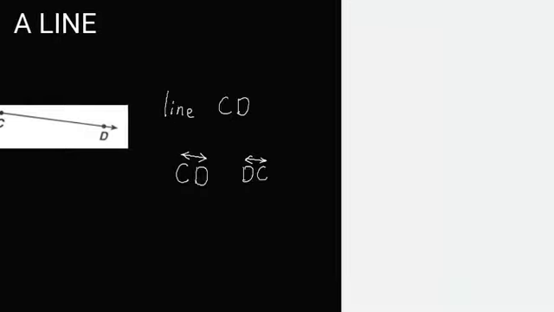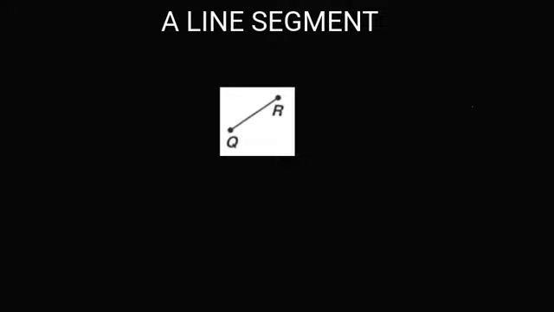Moving on, we have what we call a line segment. A line segment is part of a line, but this time around it has 2 end points. So this is line segment QR, having 2 end points. It doesn't go on without end in both directions. That's why there is no arrow this time around, but 2 points at the end of this line segment.